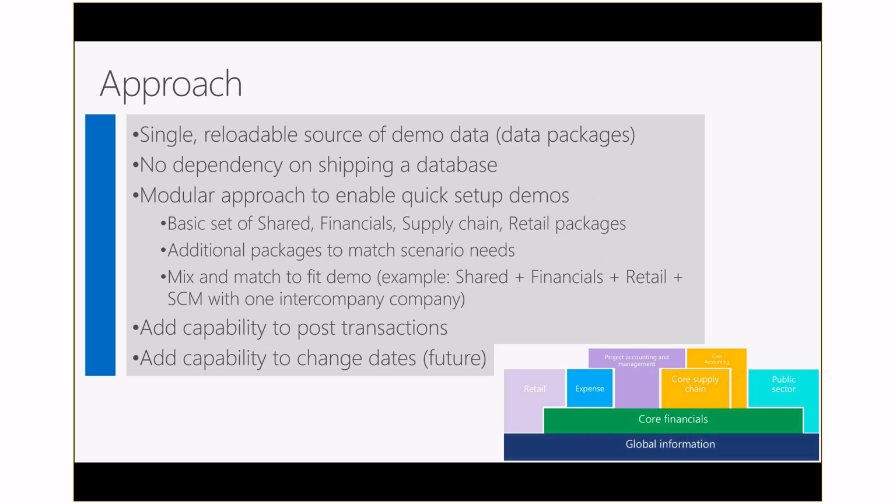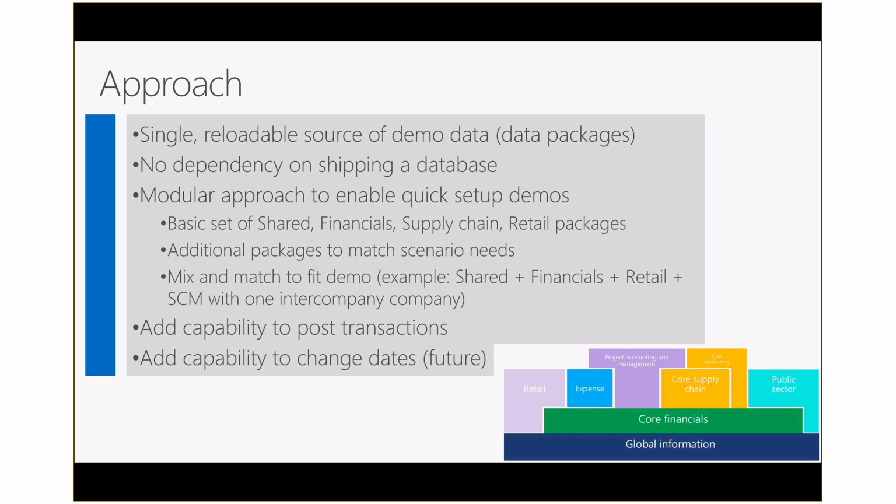So what we did is we divided up the demo data into single reloadable packages. So you've got one source of your demo data in a set of packages. There's actually 13 packages today. There'll probably be more in the future. We wanted no dependency on a shipping database, so you don't need to go into LCS and ask for demo data. You can get an empty database and load anything you want based on these packages. We'll talk about LCS a little bit later.